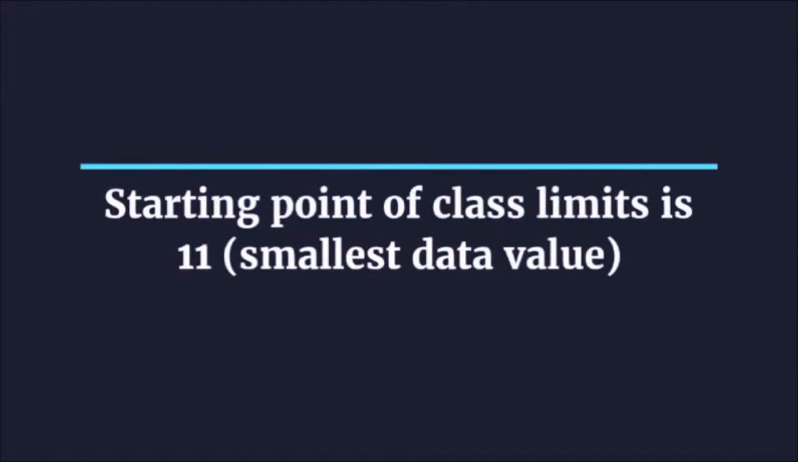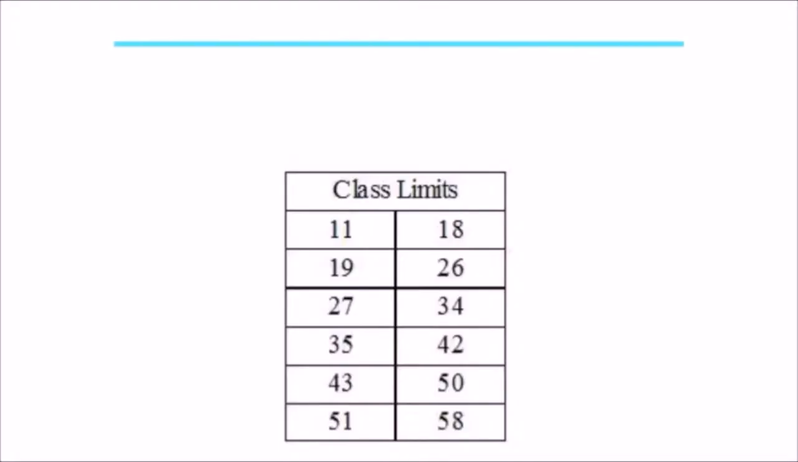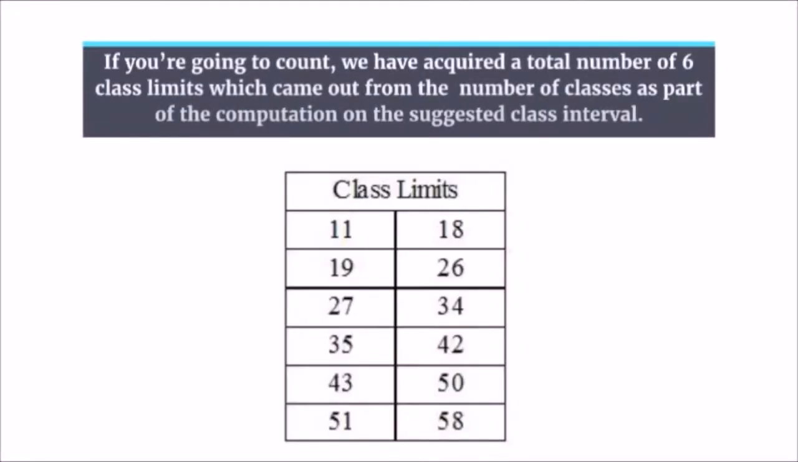Next is to select the starting point from the lowest class limit. The starting point can be the smallest data value or any convenient number less than the smallest data value. In our case, 11. Next is to set the individual class limits. We need to add the interval to the lowest score taken as the starting point to obtain the lower limit of the next class. Keep adding until we reach the 6 classes. So, here are our class limits.